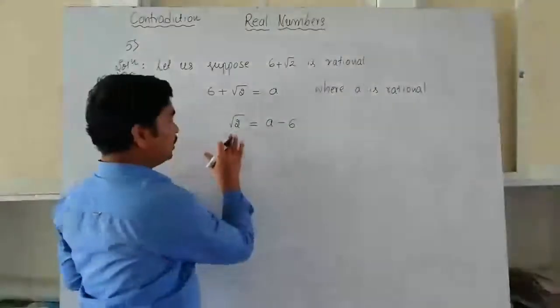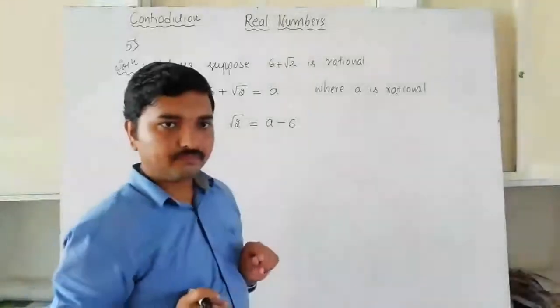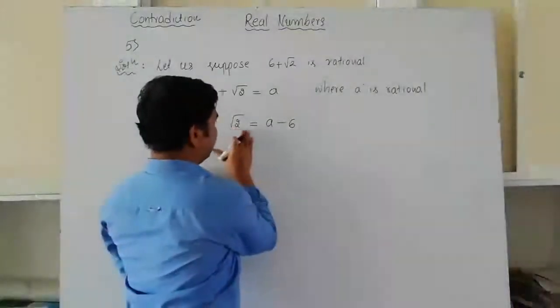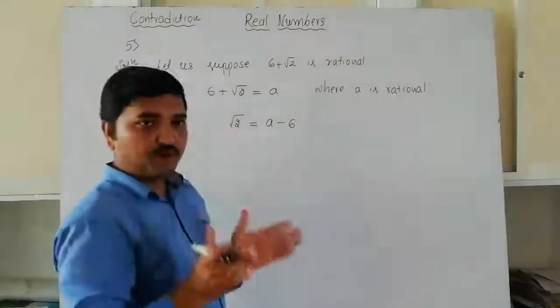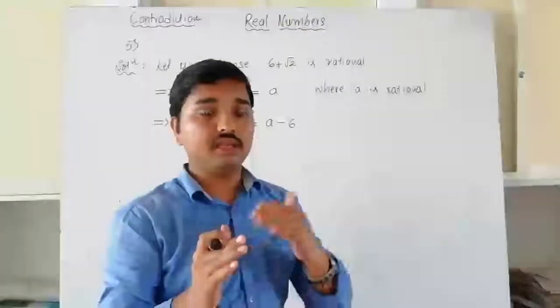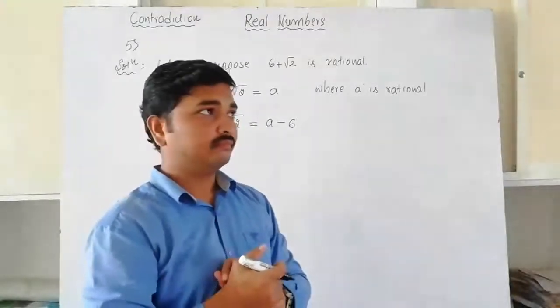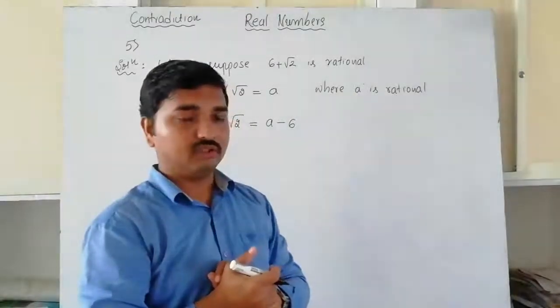Now root 2 is what type of number? Irrational number. So now it is like this: irrational number is equal to rational number. Is it possible? An irrational number is equal to a rational number. Is it possible? No, sir. Definitely not. Why?